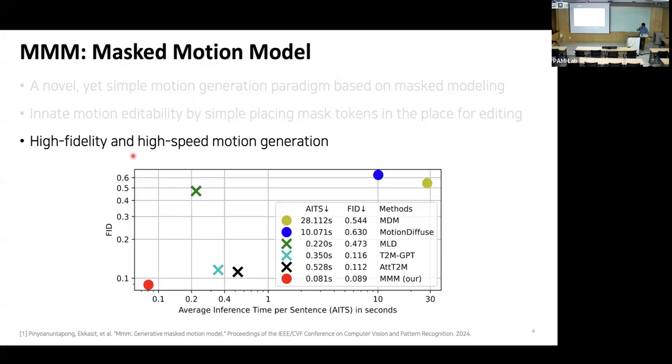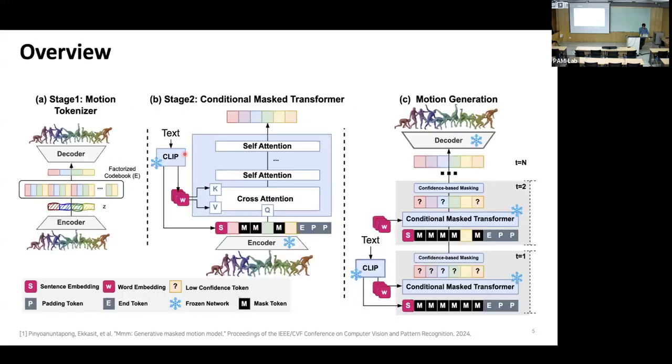So compared to the existing diffusion-based models and also compared to the auto-regressive models. This is the overview of the model, and A and B are the training stage, and C is the inference stage.